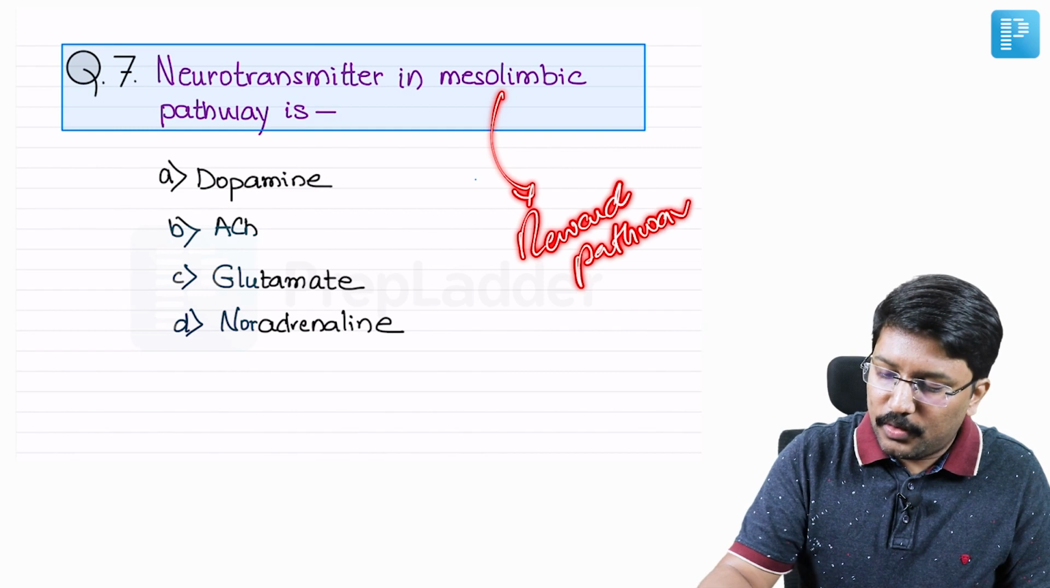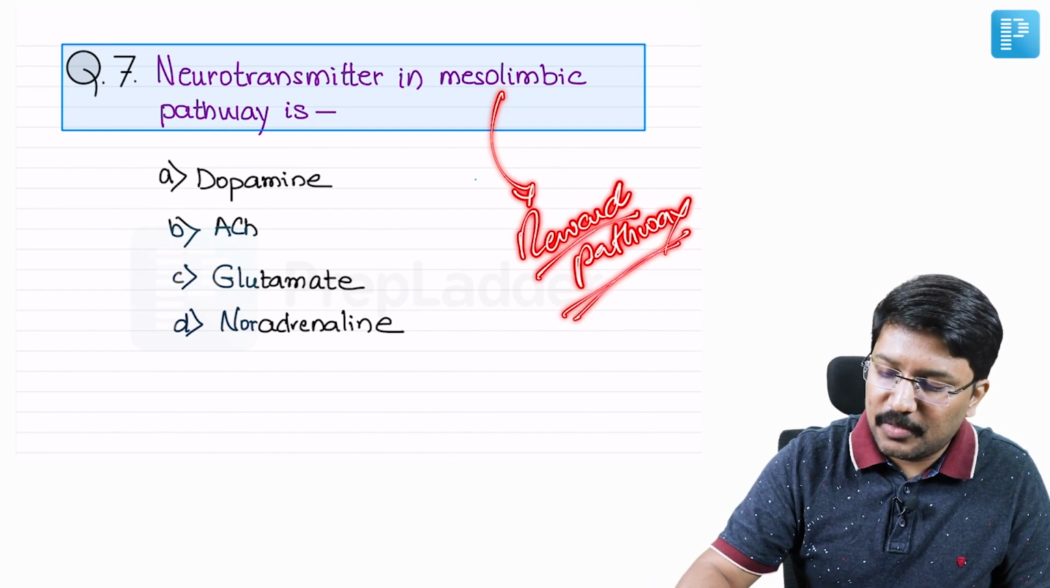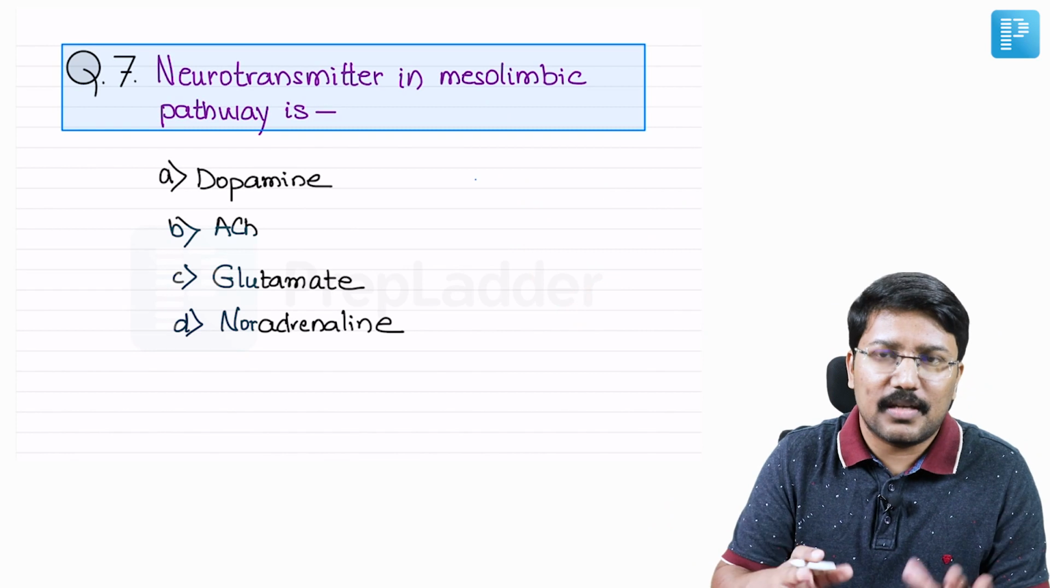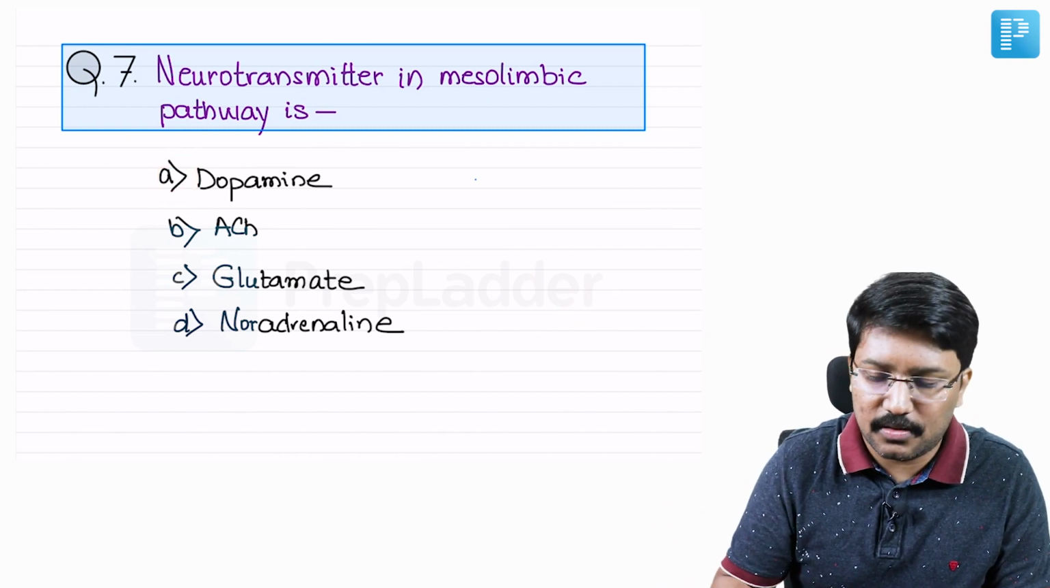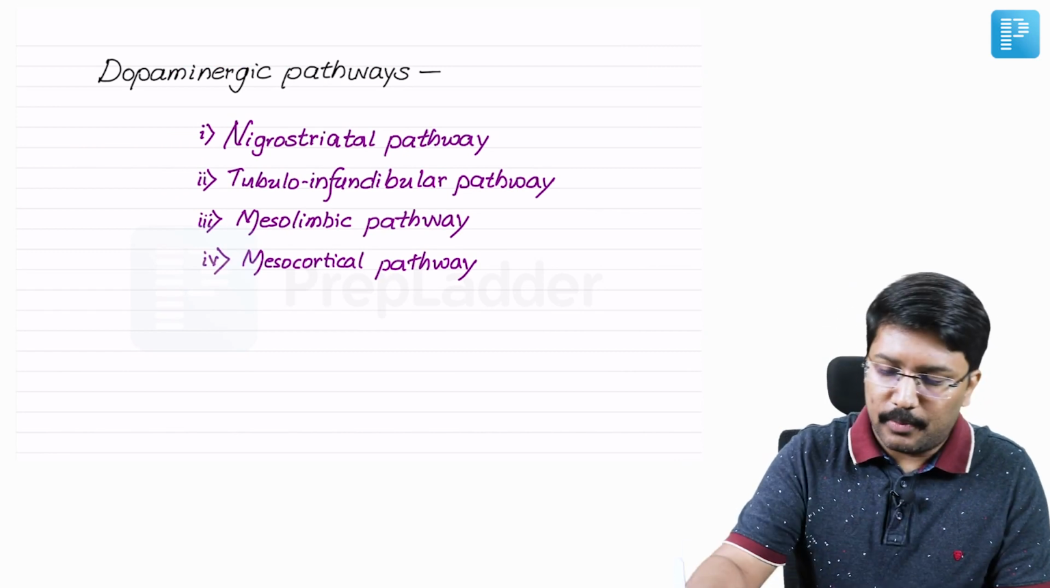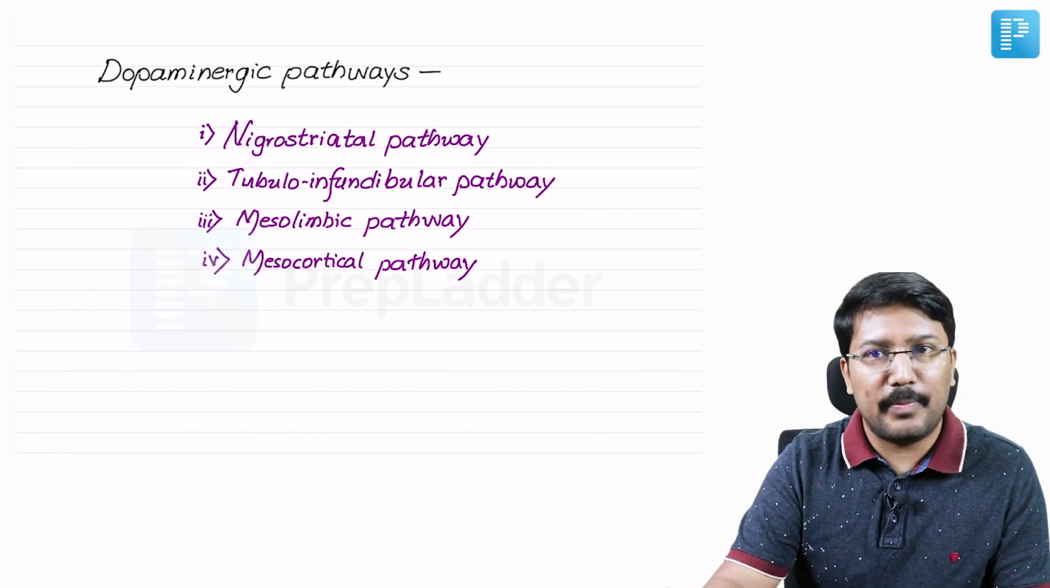Now, a very important topic in neurology is the dopaminergic pathways. If you know the dopaminergic pathways, this answer is pretty straightforward. It is one of them. Dopamine is the primary neurotransmitter. What are the dopaminergic pathways we know? Number one, the nigrostriatal pathway. You're all familiar with that.